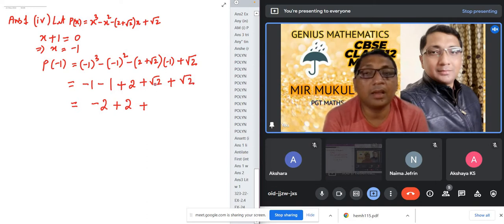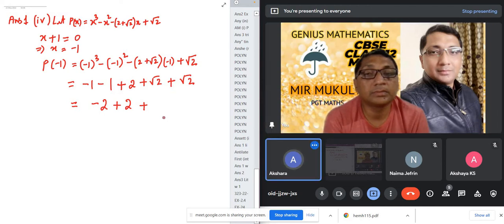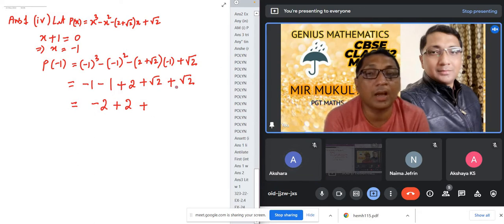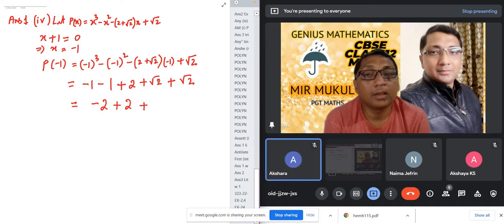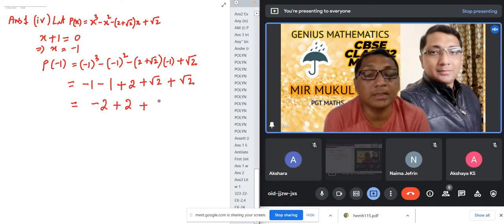Akshara, can you say root 2 plus root 2? Sir, root 4. How root 4? We are not multiplying. How root 4? What logic? X plus x how much? 2x. So here root 2 plus root 2 how much? 2 root 2.